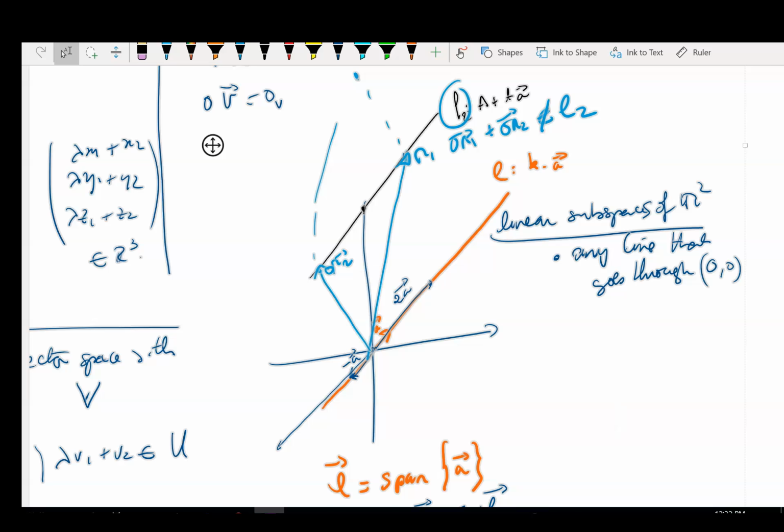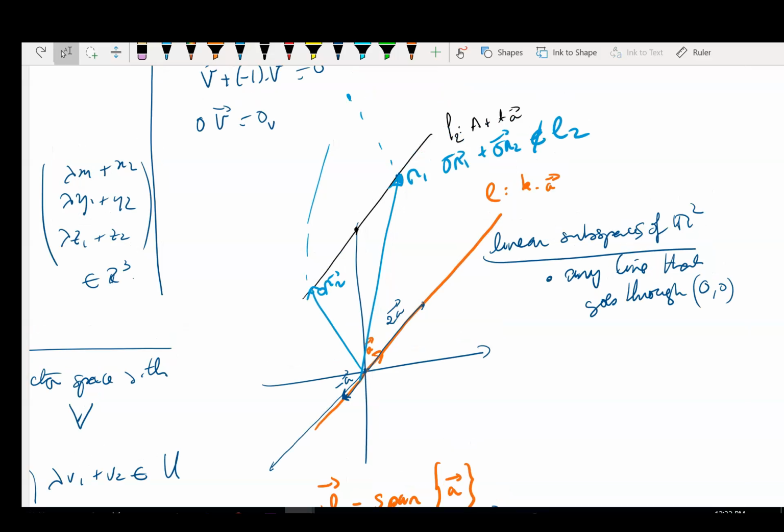I don't know why this is all blurry suddenly. Sorry, let me pause that. Better. So any line that goes through the origin is going to be a linear subspace of R2, but if it doesn't go through the origin, it's not going to be a linear subspace.